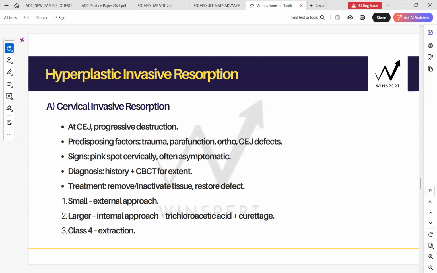Overall, the attempt of the treatment should be removal of the resorptive tissue. This granulation tissue has to be removed, right? Whenever the tooth is savable, your main agenda is to remove this granulation tissue.